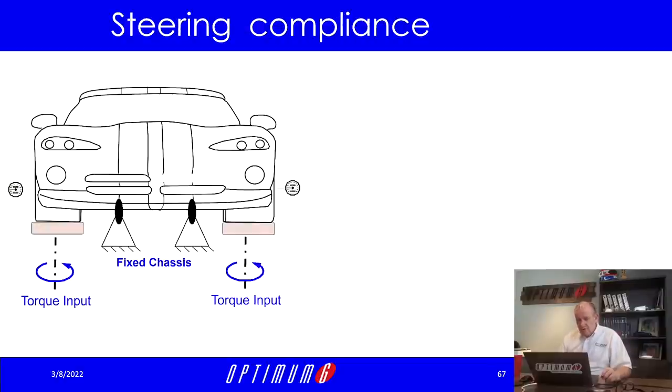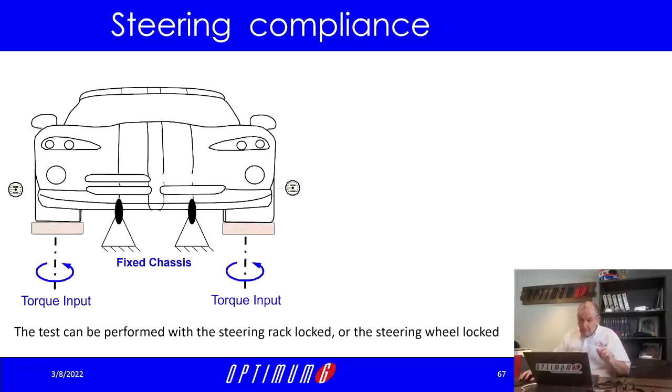That's another one that you're going to have to take into account. Let's say that I'm going to lock the chassis. I'm going to put two dial gauges on the left and the right wheel at the rim, and I'm going to apply a torque. Normally, in a perfect world, the only thing which would be changing is twisting the tire. Look at that. You're going to be scared.